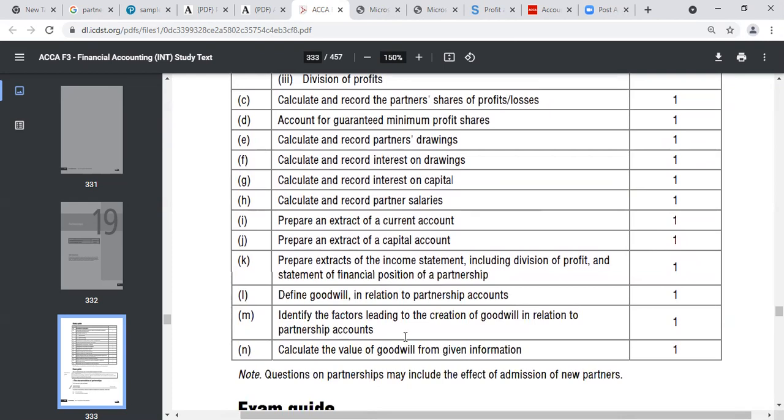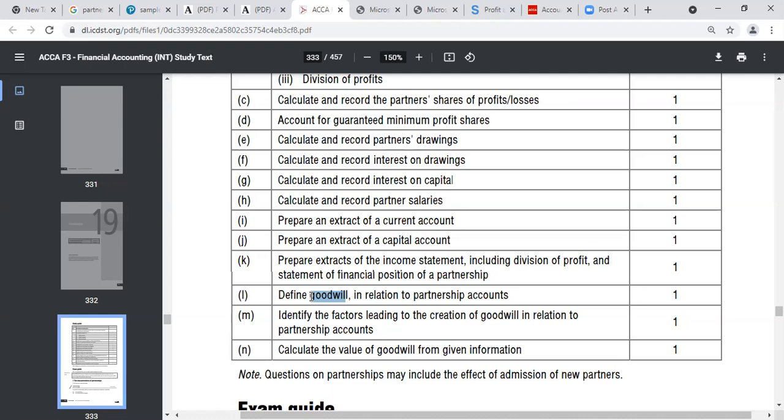And then we shall go on to understand how to prepare income statements, including division of profits and statement of financial position of a partnership. And then also bring in the aspect of goodwill. Goodwill mostly comes in when we have changes in the partnerships. For example, either partners' share contribution is changing, or you're admitting a new partner, or there's a partner that is retiring. So whatever scenario might happen.